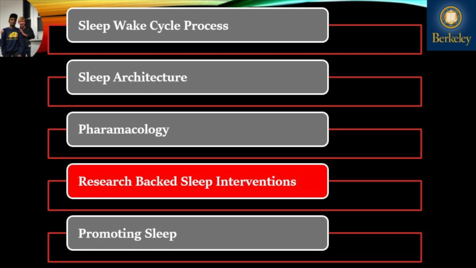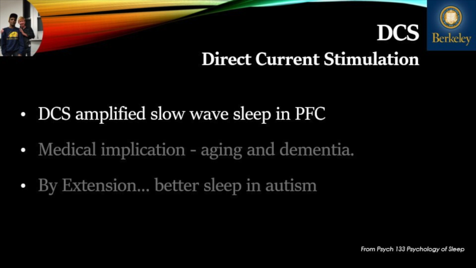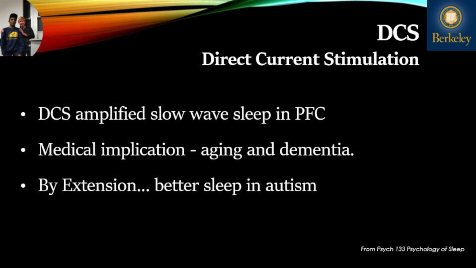Let's now look at a couple of research-backed sleep interventions. DCS, or direct current stimulation, is a non-invasive neurostimulation using low levels of direct current to stimulate specific parts of the brain. In studies, DCS amplified slow-wave sleep in the prefrontal cortex, which enhances consolidation of declarative memory and memory recall. A medical implication is hope for aging and dementia. By extension, hope for better sleep for some with autism as well.